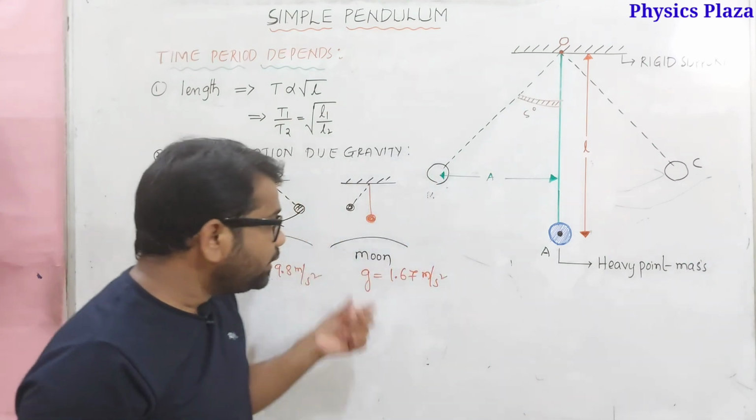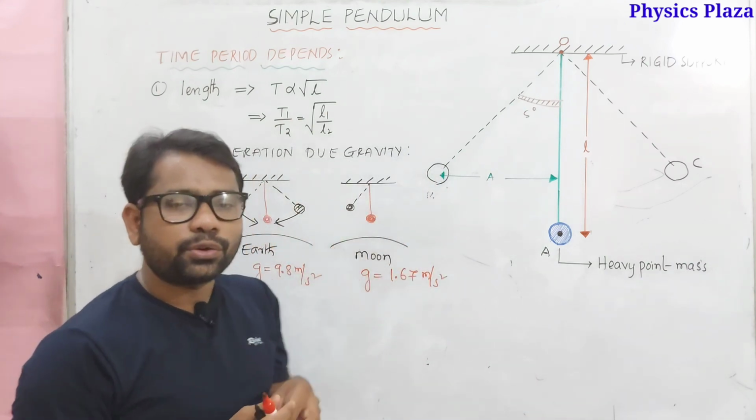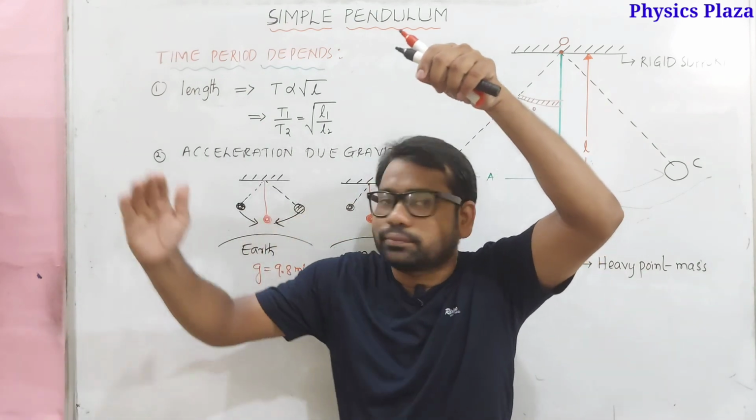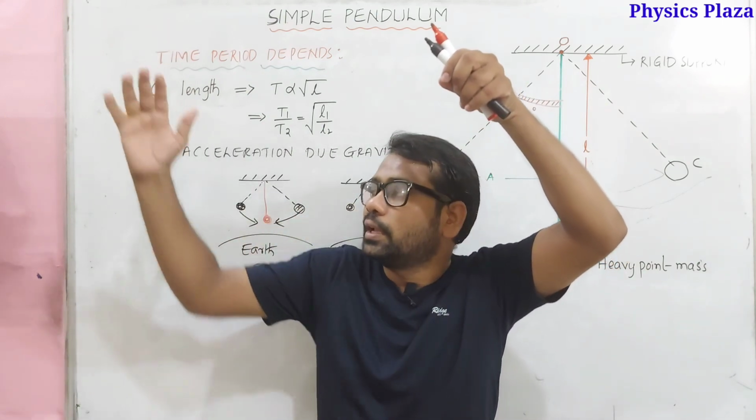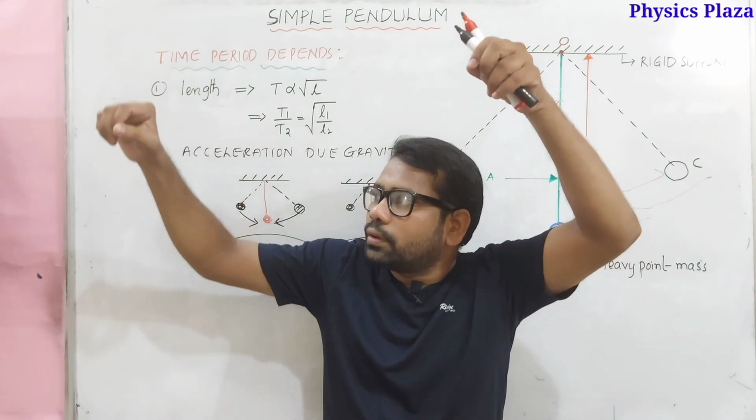But in the case of the moon, dear children, where it is made to oscillate, just imagine the situation when it goes to the extreme end. The gravitational pull is less, right? So what happens, it slowly comes.